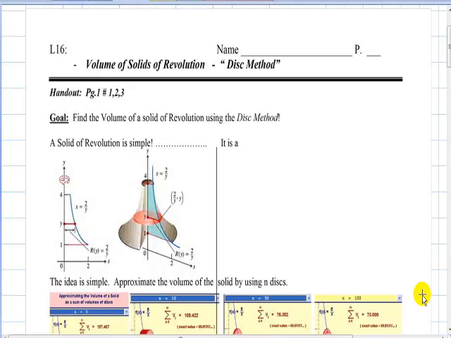Hey everybody, this is Mr. Ainsworth. We're going to get into a topic dealing with how to find the volume of solids of revolution using what's called the disk method.